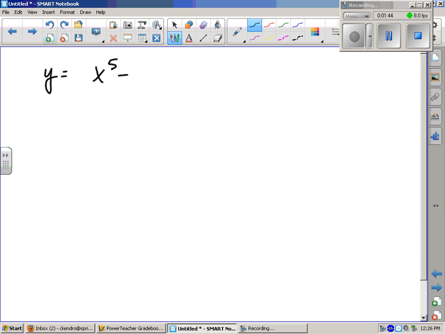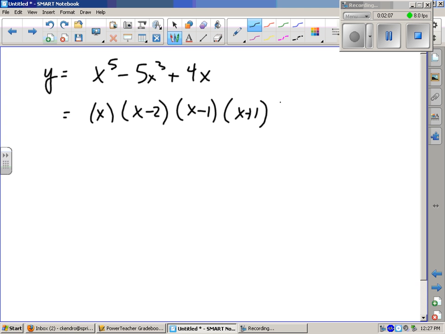All right, I've got x to the fifth minus 5x to the third plus 4x. This is a polynomial. It's a graph to the fifth power. Now here's where the faith comes in. If I were to take this whole equation and factor it, like unfoil it, this is what you would end up with: x, x minus 2, x minus 1, x plus 1, and x plus 2. If I foiled all of these together, it would end up being that when all is said and done.